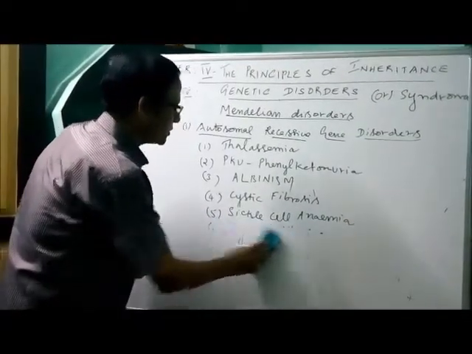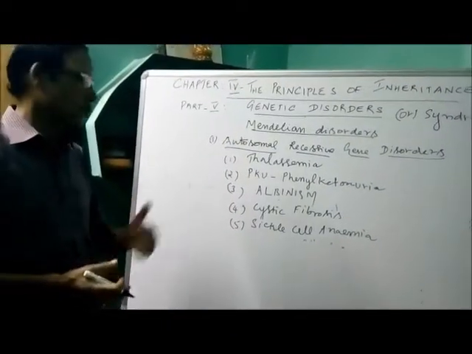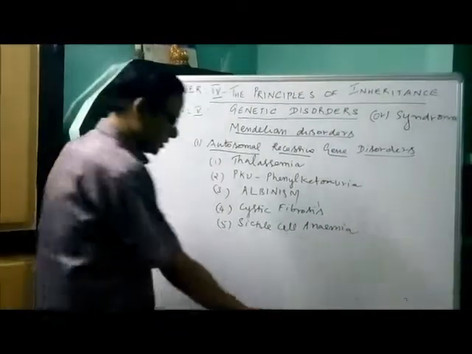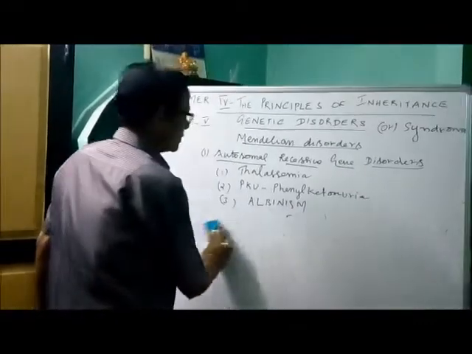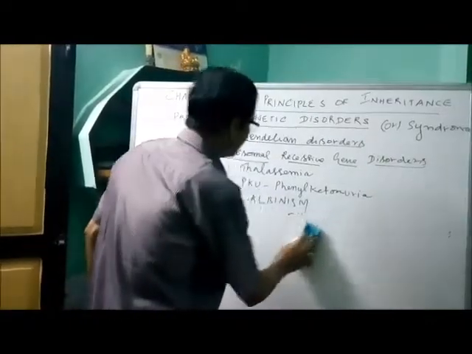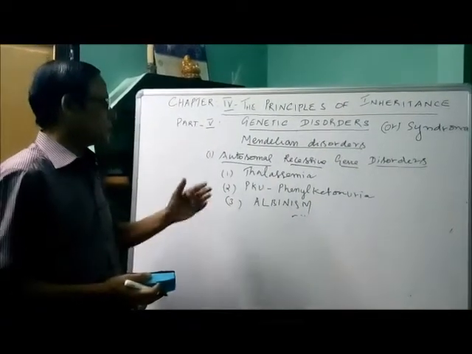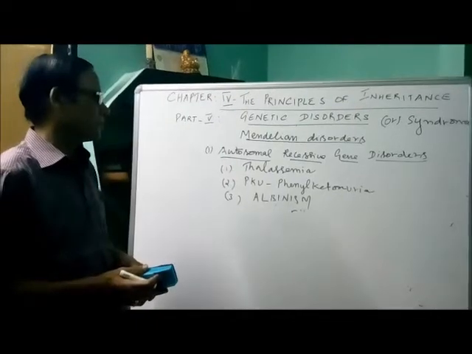We have some more disorders; I am taking only a few. Galactosemia and so on, so many. In your syllabus, only three disorders are given: thalassemia, phenylketonuria, and lupus. Now let's take thalassemia. Now what is thalassemia? It is an autosomal recessive gene disorder.